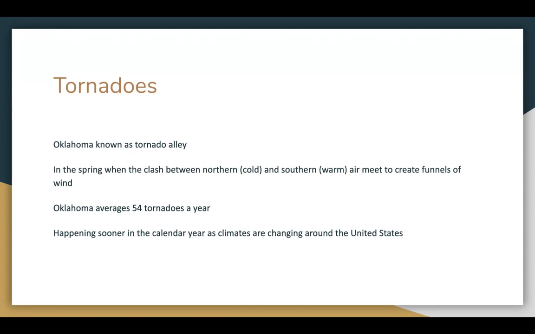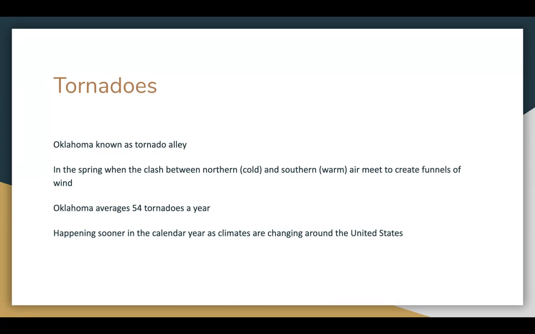So when the wind comes from the north, it's often very cold. When it comes from the south, it's a lot warmer. When those two meet, we get weather patterns that lead to tornadoes. Oklahoma averages about 54 tornadoes per year. And as the climate is changing, it's happening sooner in the calendar year, but it's also happening in different places.